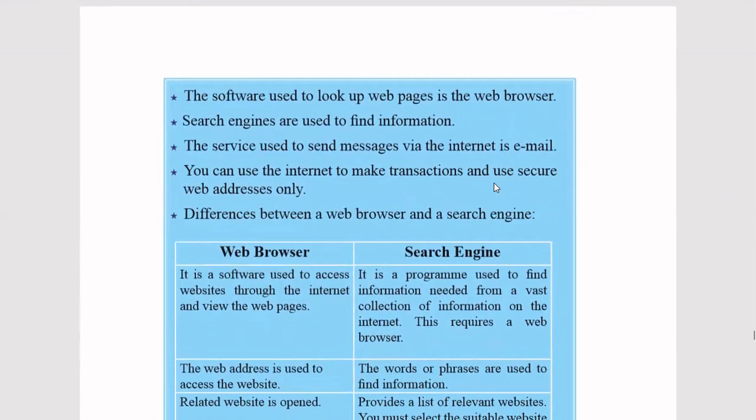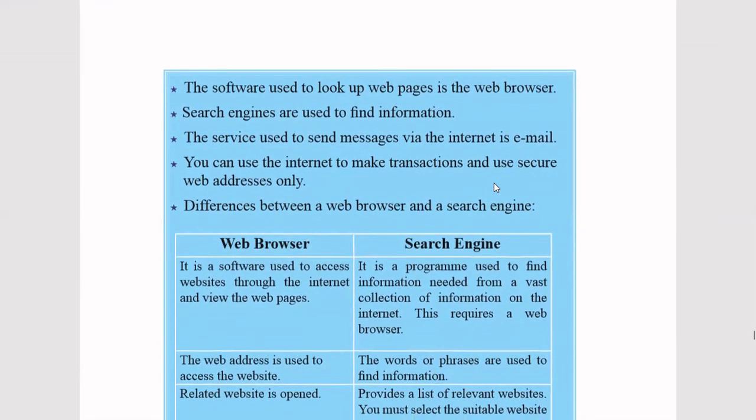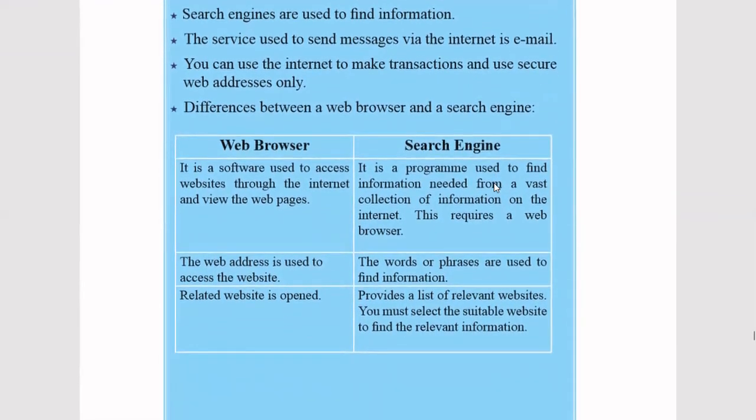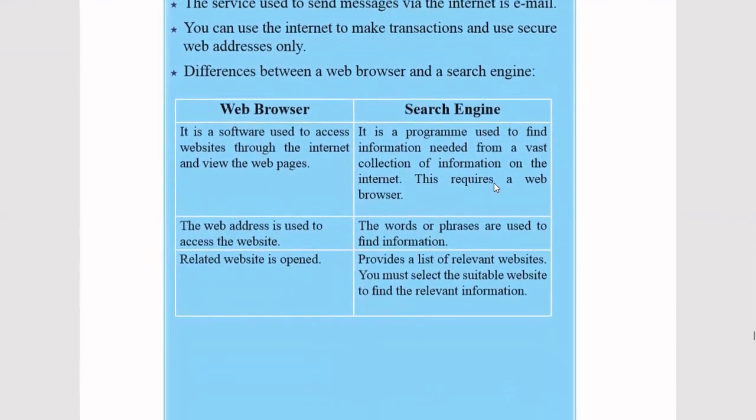Then comes the search engines. Search engines are used to find information. And we have email, right? It's a fast way of sending messages to different people. And when you are doing online transactions, especially e-commerce, buying and selling, you should be very careful, and you should use very secure websites only. And the last chart is very important. This is about the web browser and the search engine.